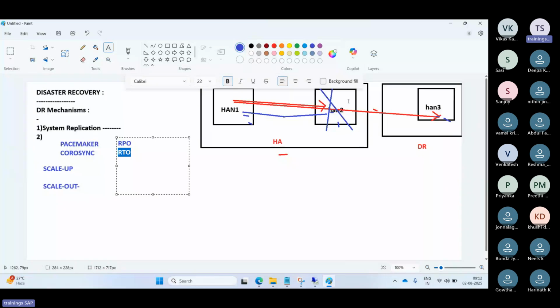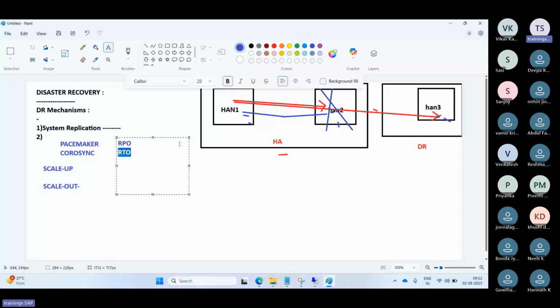Last 15 minutes of data, we will lose it, right? That is the replication. RTO means recovery time objective. RTO is the maximum acceptable time your system can be down, right? How much time it will take to bring up the system after the outage. So that is the one.